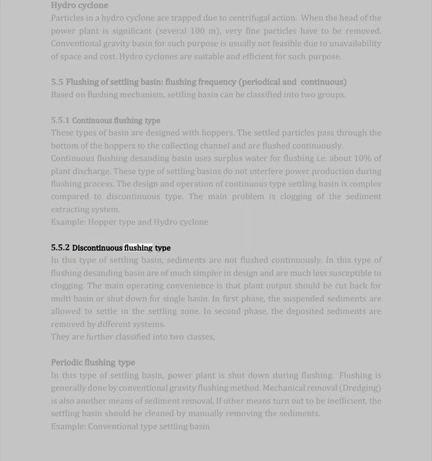5.5.2 Discontinuous flushing type. In this type of settling basin, sediments are not flushed continuously. In this type of flushing, settling basins are much simpler in design and are much less susceptible to clogging. The main operating inconvenience is that plant output should be cut back for multi-basin or shut down for single basin. In first phase, the suspended sediments are allowed to settle in the settling zone. In second phase, the deposited sediments are removed by different systems. They are further classified into two classes.